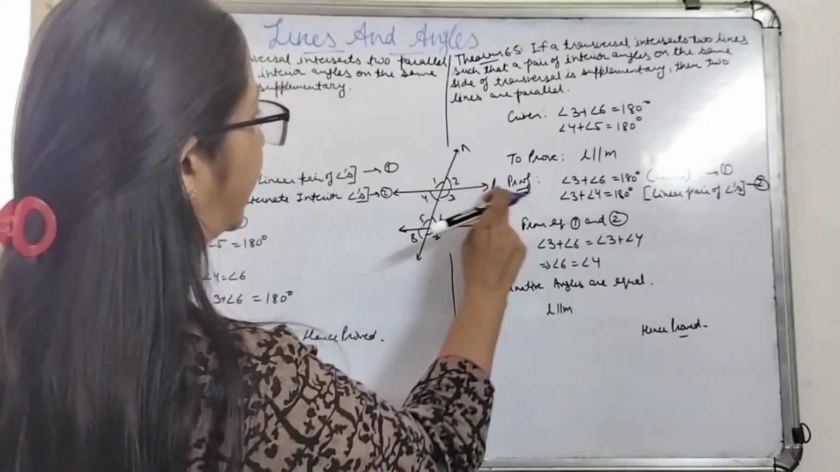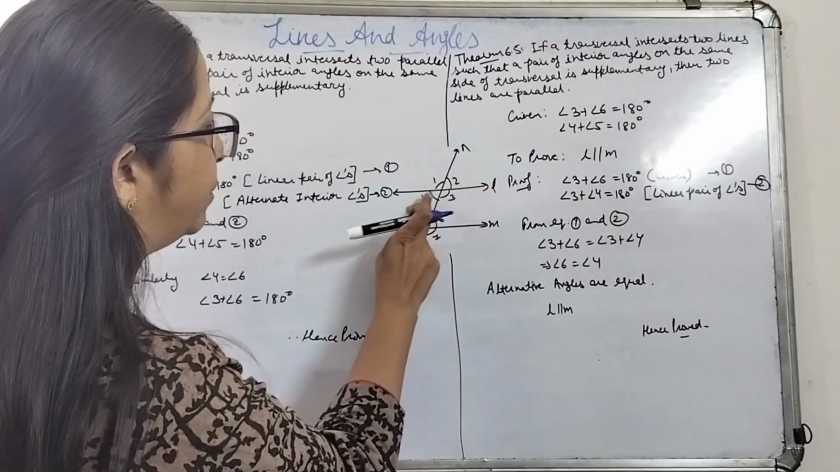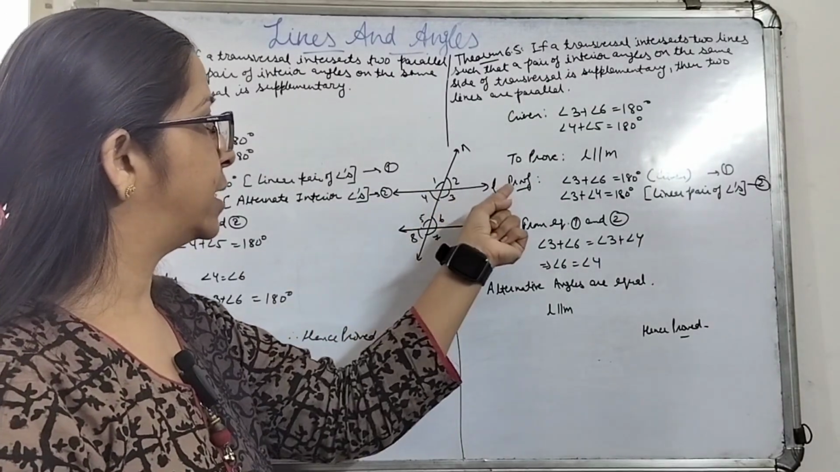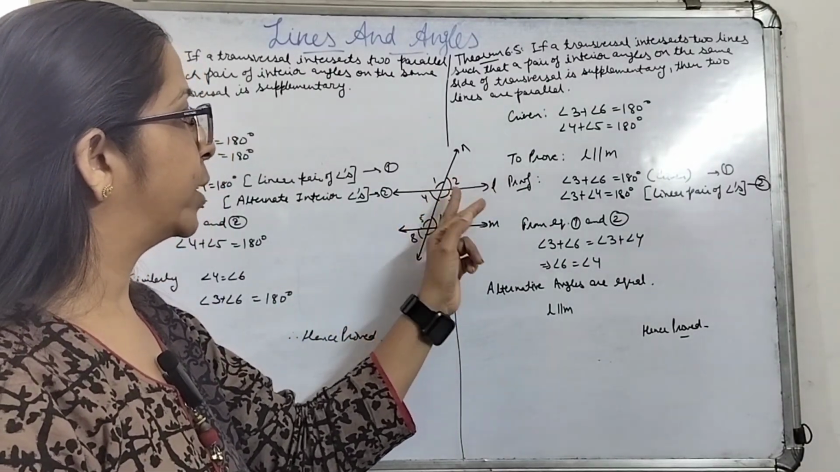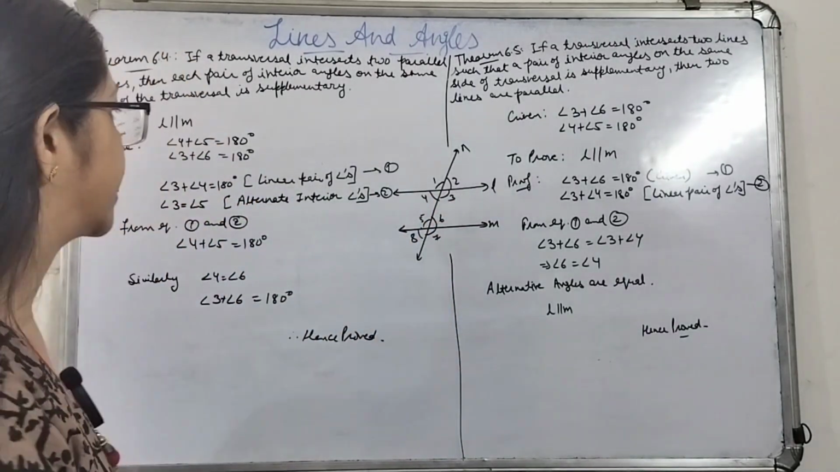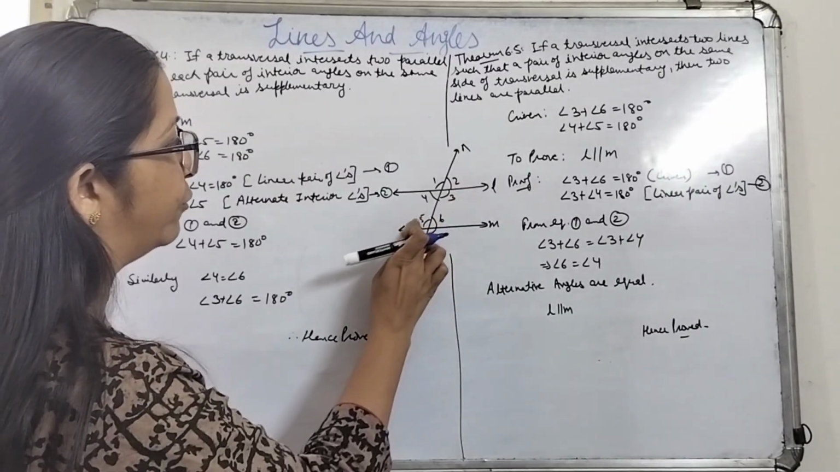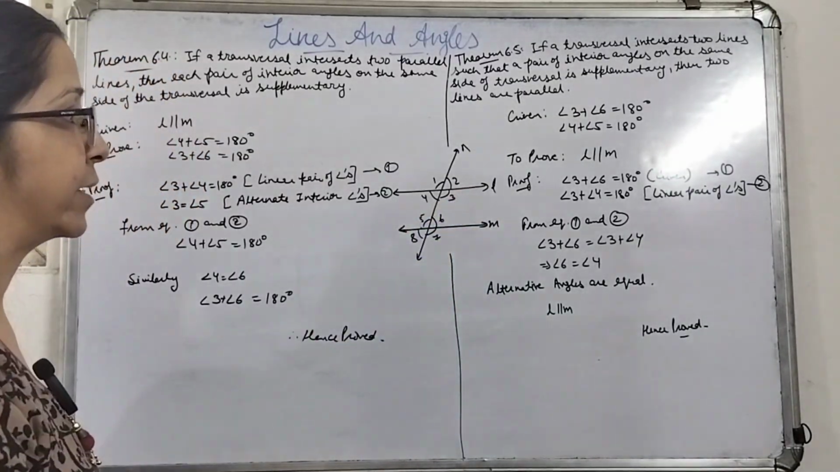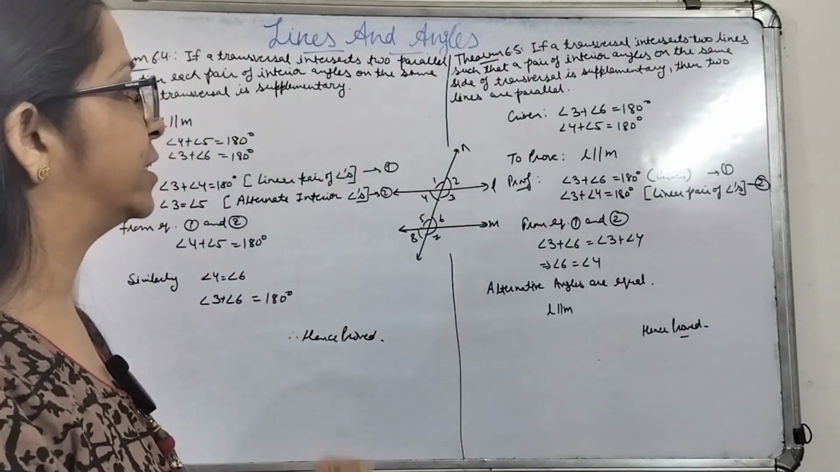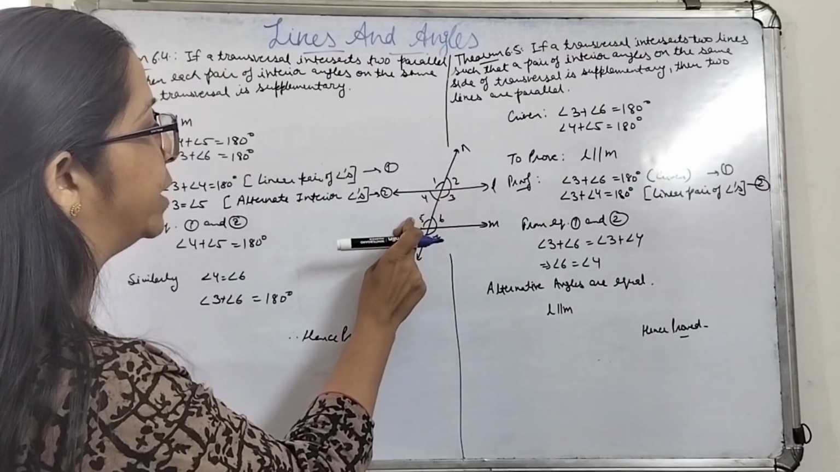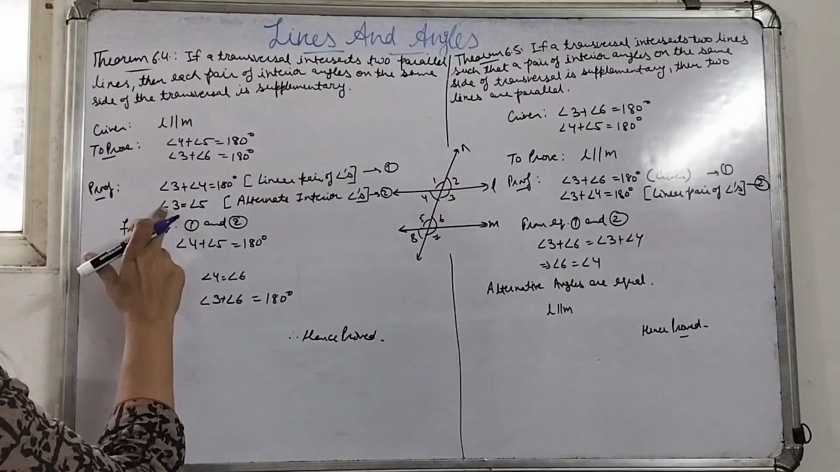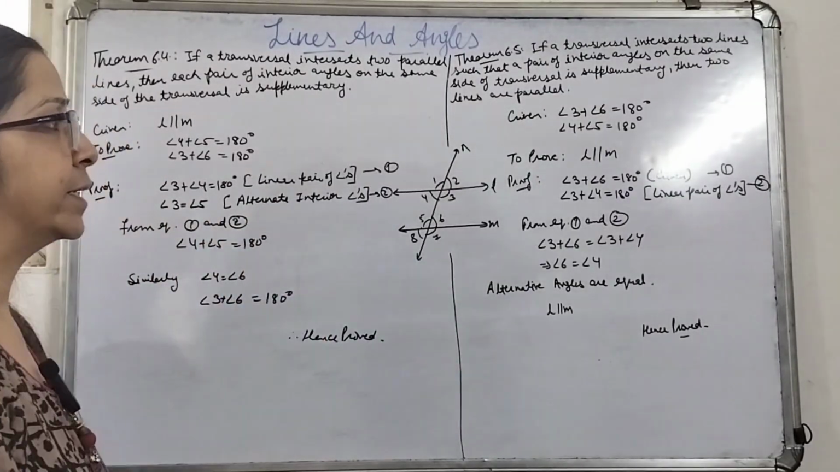Over here we can see that L is a line. If L is a line, then angle 3 plus angle 4 will be 180 degrees because they are a linear pair of angles. This is a line and these two are the angles formed on the line. And we know that angle 3 and angle 5 are alternate angles. Just now we have proved that if the lines are parallel, then the alternate interior angles are equal. So angle 3 will be equal to angle 5 as they are alternate interior angles.